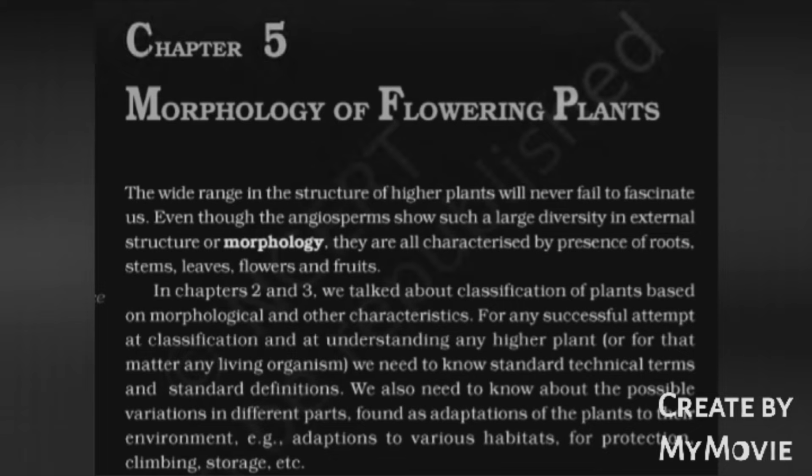In chapters 2 and 3 we talked about classification of plants based on morphological and other characteristics. For any successful attempt at classification and at understanding any higher plant, or for that matter any living organism, we need to know standard technical terms and standard definitions. We also need to know about the possible variations in different parts found as adaptations of the plants to their environment. Example, adaptations to various habitats for protection, climbing, storage, etc.